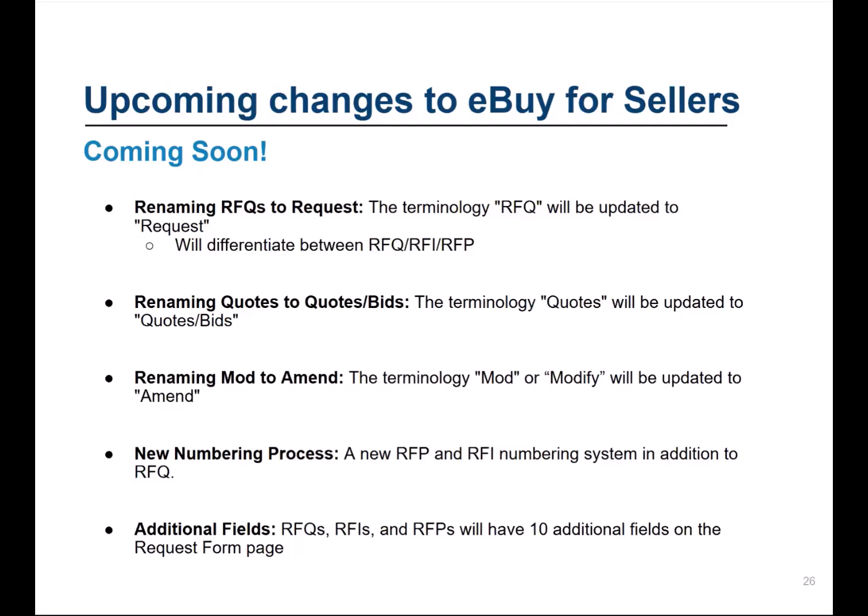We're going to rename quotes to quotes and bids. We are renaming the terminology for modification to amendment. We will have a new numbering process for RFPs and RFIs. And there will be 10 additional fields for RFQs, RFIs, and RFPs from the buyer on the RFQ field. So you'll have 10 additional data elements from the buyer to help you better understand the ask from the customer.